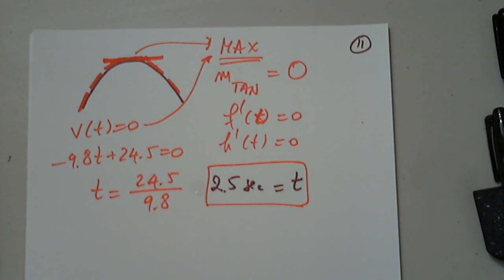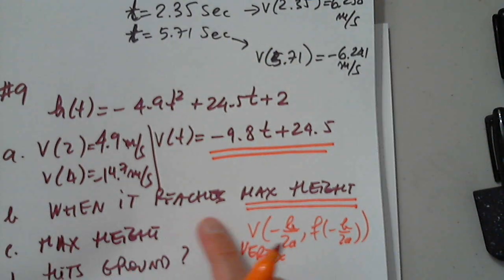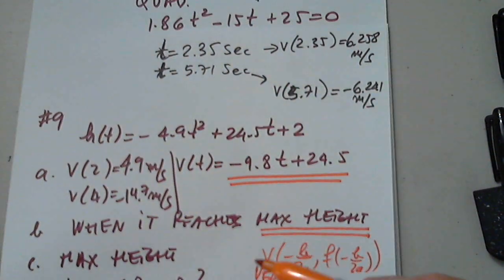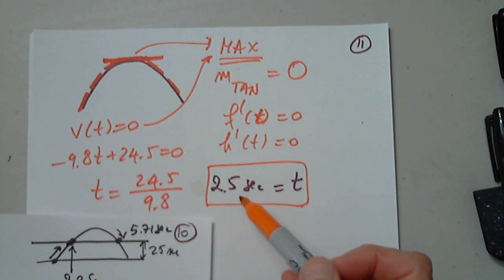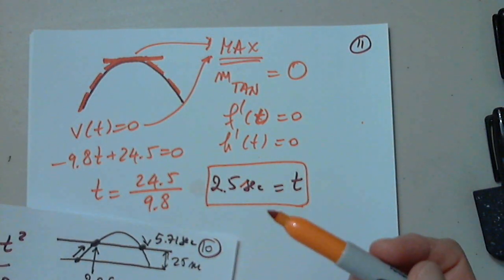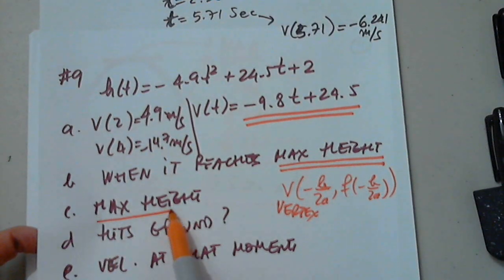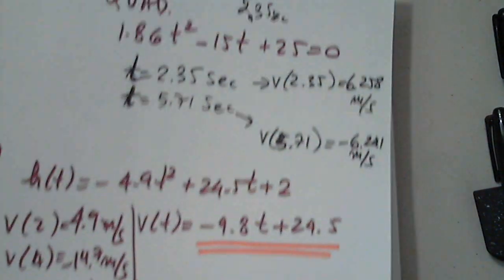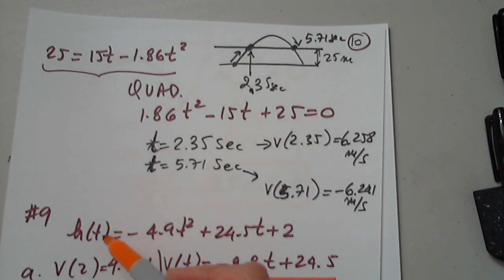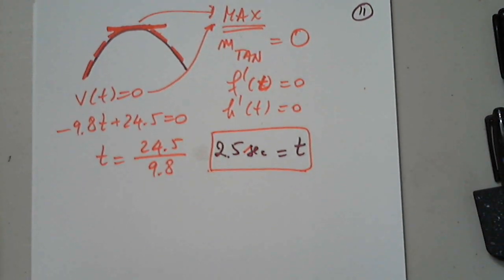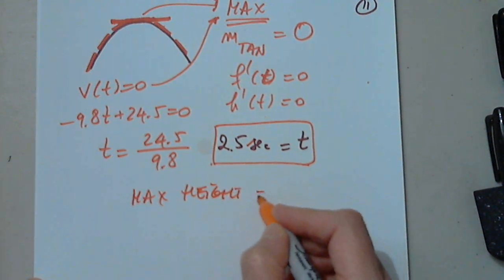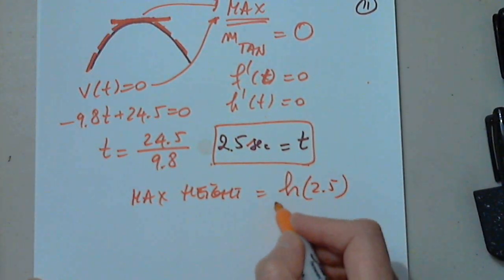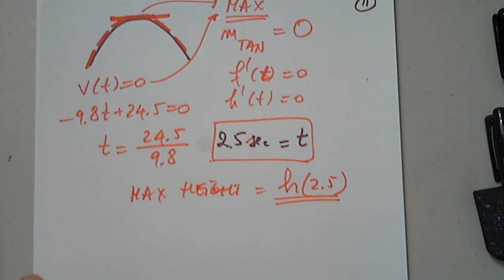So its maximum height is reached when the velocity is 0, which means 2.5 seconds after it's launched. Now, what is the maximum height? I have to find a function value at that point. So the maximum height is h of 2.5. That is the maximum height.